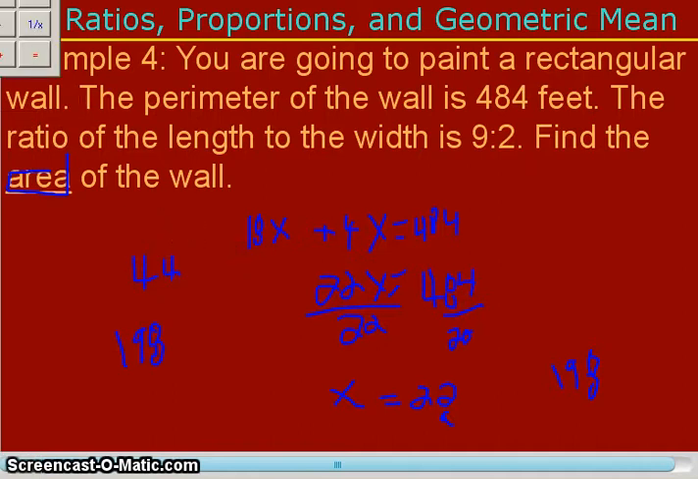Accessories, calculator. So that's going to be 44 times 198, bam. That's going to be 8,712, and area is going to be units, which in this case is going to be feet squared.